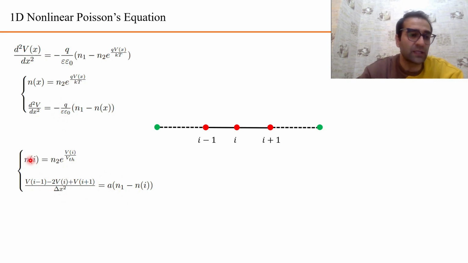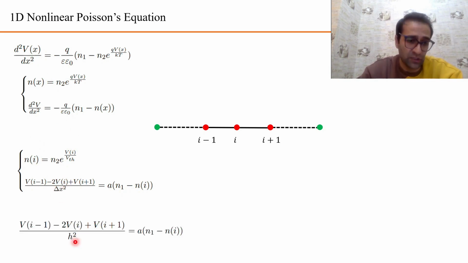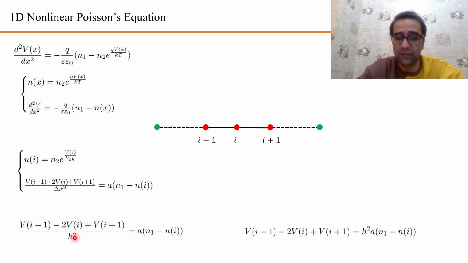Okay, and the discrete form of this equation will be the following: n_i equal to n2 times the exponential of V_i divided by V thermal. Here V thermal is the thermal potential, and the definition of thermal potential is kT divided by q. What I did here was just replace x with i. Again, for simplicity, I replaced this delta x with h, and by multiplying both sides of this equation by h squared, we end up with this equation.